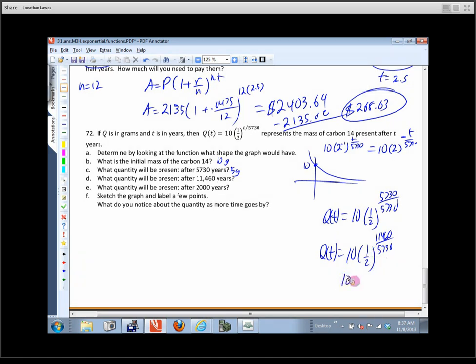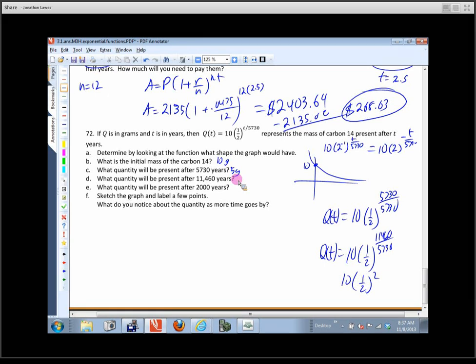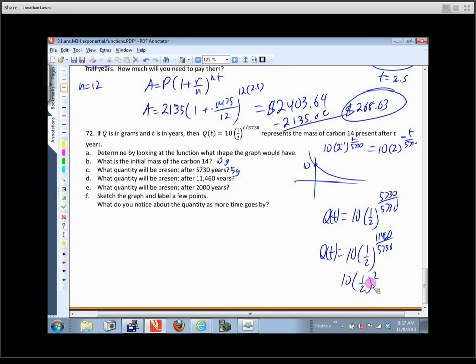Now, let's stop and think about this for just a second. If I let 5,700 years go by and half of it disappears, so 5 grams decayed away. If I let another 5,700 years go by, shouldn't it be zero? Not in this case. That's not the way exponential decay works. The amount of decay is related to the amount present. That is the interesting nature of exponential decay. So if I do 1 half squared, that's 1 fourth. 10 divided by 4, this is 2.5 grams. Half of what it was 5,700 years ago.